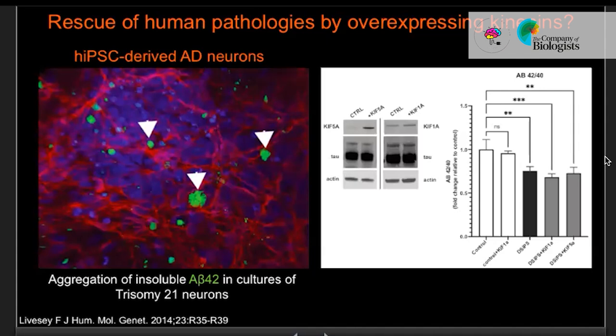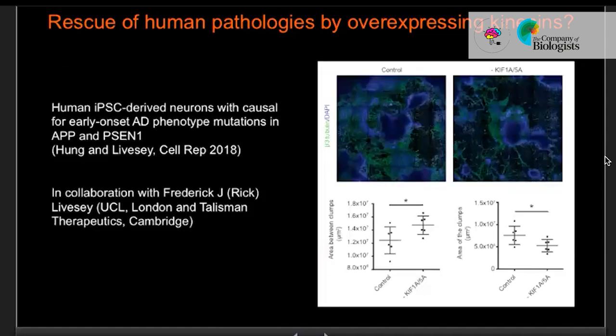And we could not see rescue in this model system by overexpressing the motor proteins. We have now decided that we should look at a simpler assay, not trisomy 21. And Rick has published a paper where he looks at early onset Alzheimer's disease phenotype mutations in the APP, which is the original amyloid beta precursor protein, and in presenilin, which is one of the enzymes that cleaves APP to make peptides. So we're going to explore that.